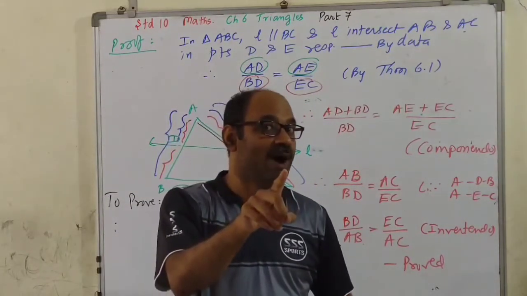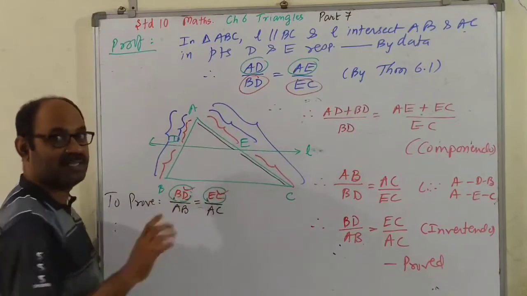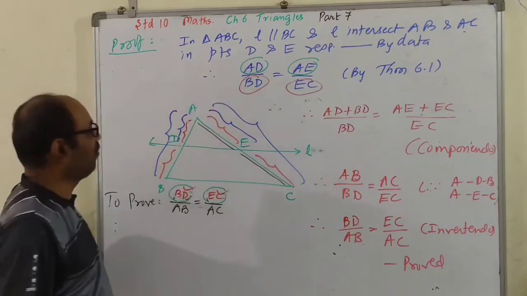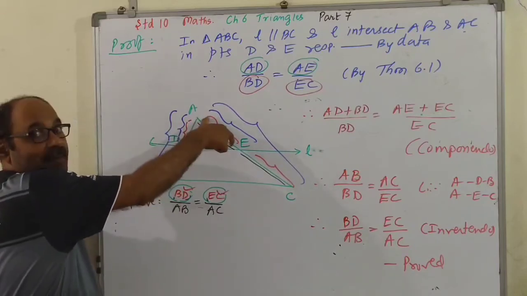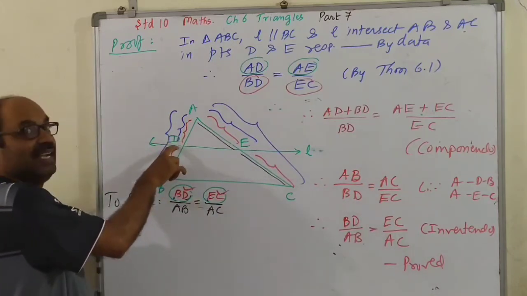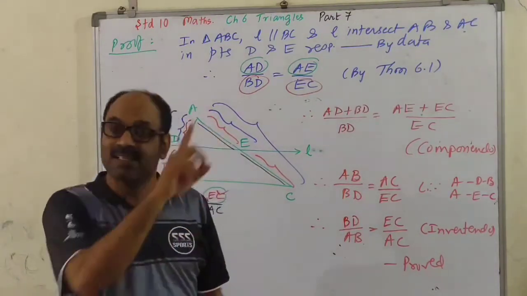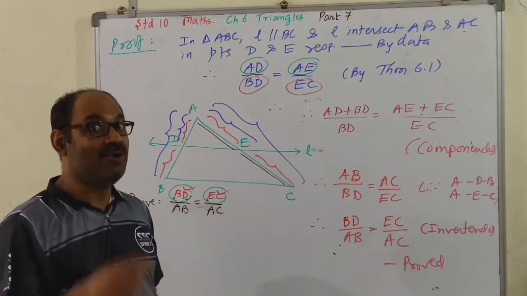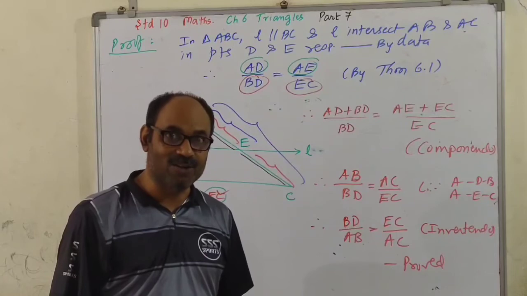Children, I am going to compile all this. By theorem 6.1, you get one result, which is AD upon BD is equal to AE upon EC. Result number 1. Now, by illustration 1, what do we get? AD part upon AB is equal to AE part upon corresponding side AC. Result 2. From the same, one more result: BD upon AB is equal to EC upon AC. So we got 3 results in the same condition. If a line intersects 2 sides and is parallel to the third side, then you get 3 results. There are, children, 2 more results, so totally 5 results. So let's see that also.